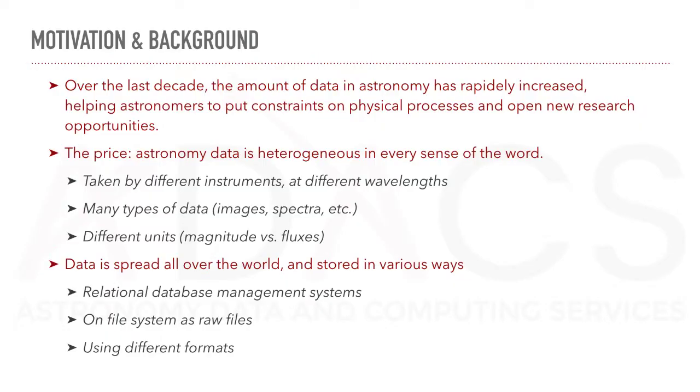In the last decade, the amount of data in astronomy has rapidly increased, helping astronomers to put constraints on physical processes and open new research opportunities. The price, however, has been that astronomy data is now heterogeneous in every sense of the word. Data is taken by different instruments at different wavelengths. We have to deal with many types of data, images, spectra, and so on, and also deal with different units. Plus, data is distributed over the world and stored in various ways. For instance, in relational database management systems, on file systems as raw files, and also using different formats.